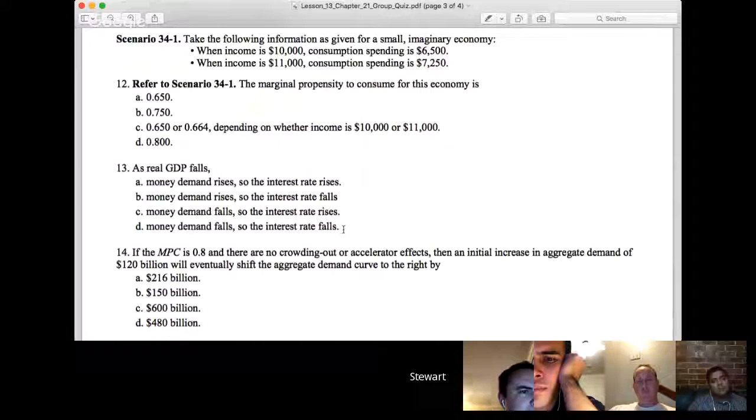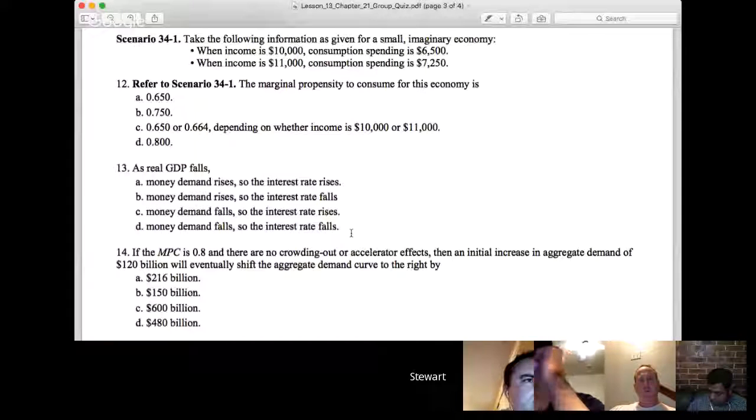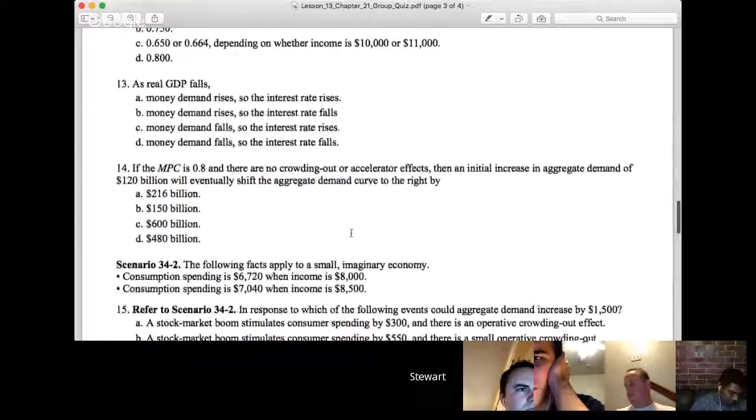You know what I find are the really hard ones? Are these, like 13. I honestly, I got A, but I don't really know how to explain why I got A right off the top of my head. Does anybody here think they could explain it? Yeah, I got A for 13. As the real GDP falls, it's like one of those things. I don't want to just know the answers. I want to know the material. But we can just move on. We can come back to it.